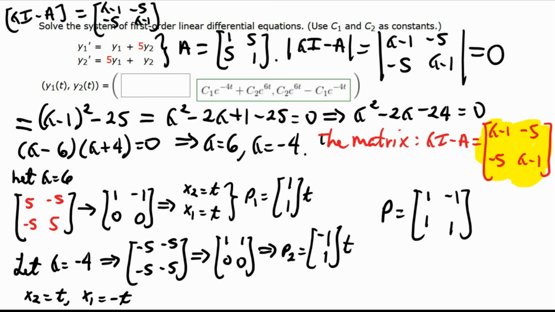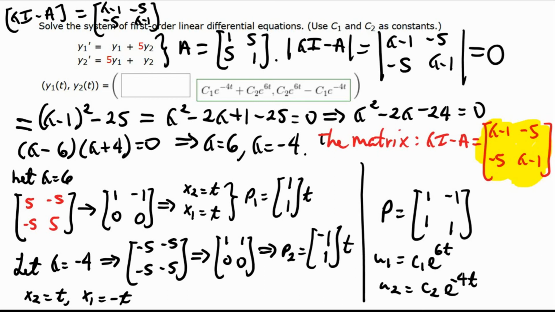And so U sub 1 is C sub 1 times e to the, that first eigenvalue is 6, times e to the 6t, and then U sub 2 is C sub 2 times e to the -4t. So then we multiply the matrix P times U, and make sure I have that somewhere, so when I turn the page I don't have to keep jumping back, right?